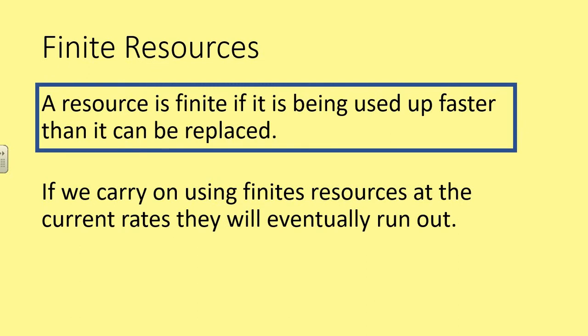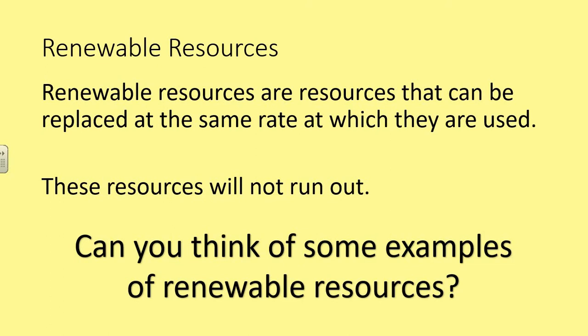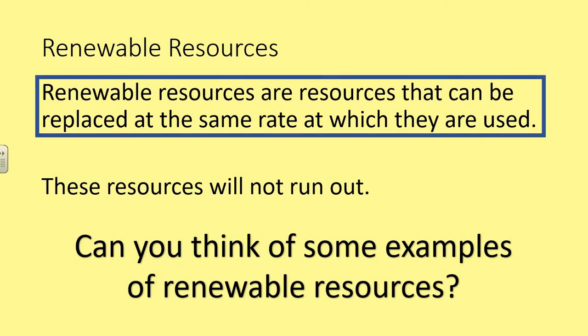So as well as the finite resources, we have resources that actually aren't going to run out, that we can keep using and keep replacing. So these kind of resources are called renewable resources. So this is something that we can replace at the same rate at which they're being used. And these resources will not run out. So again, the bit in the blue box is the key definition that you need to learn. So make sure you have written that down. Now have a think. Can you think of some examples of renewable resources that we use? Pause the video, see if you can come up with a list of 3 or 4, and then we'll carry on.